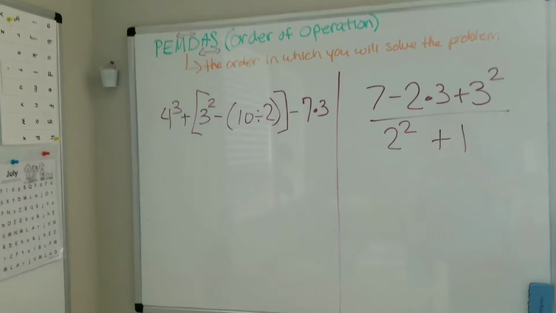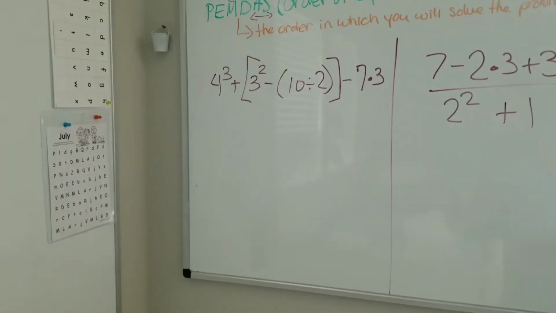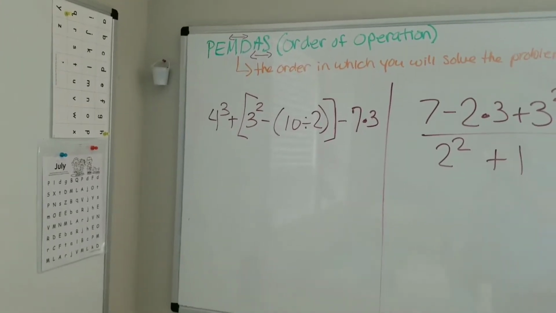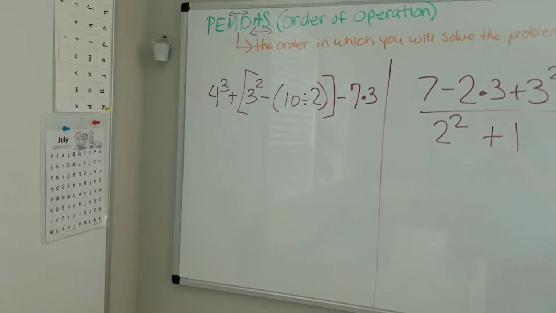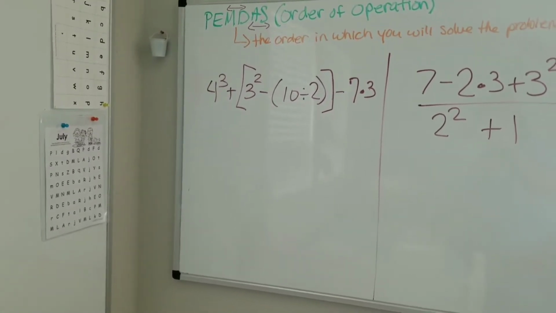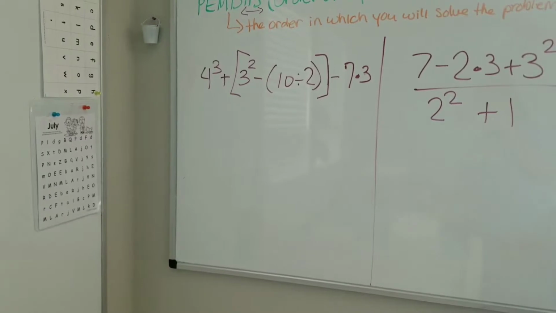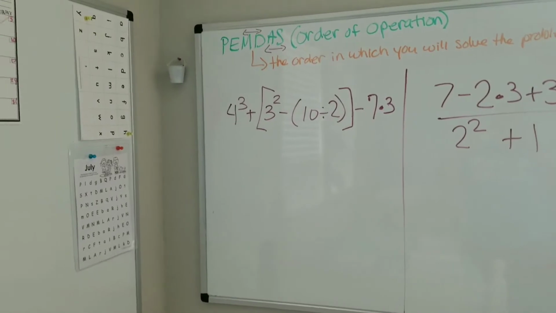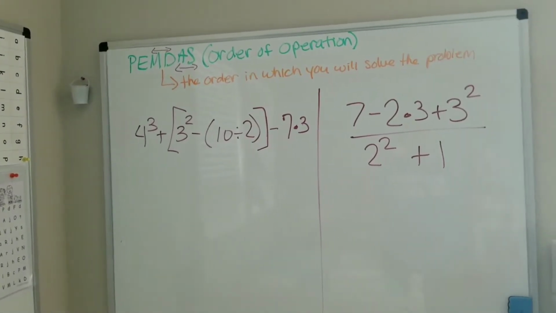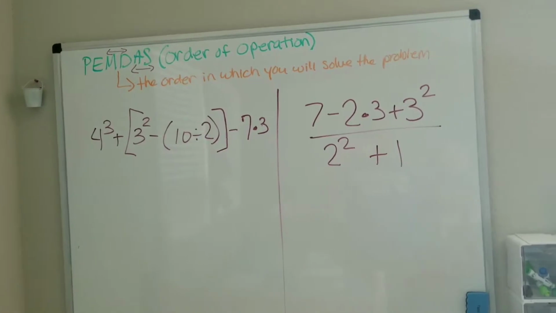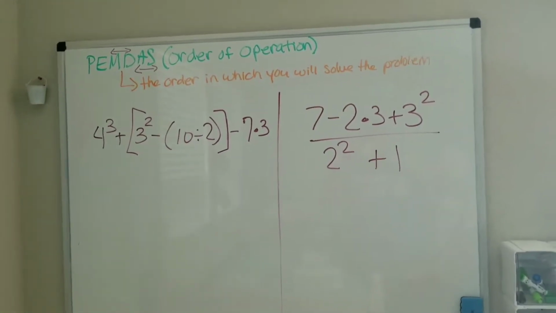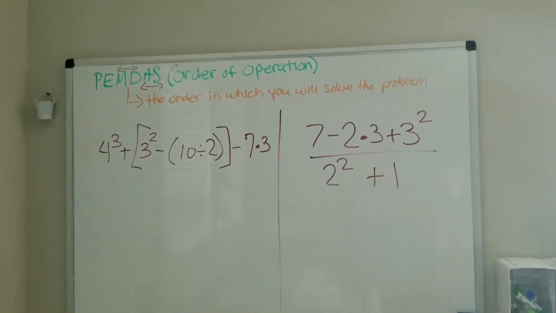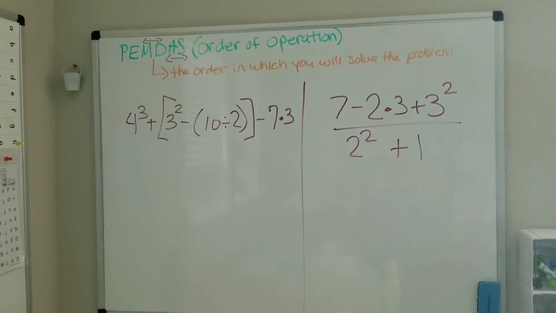Okay, so what would you do first in this problem? We have parentheses and brackets, right? So the first thing you would do would be parentheses. Very good. So let me say something. If you have a problem that has parentheses and brackets, you want to do parentheses first, brackets second. Say that. Parentheses first, brackets second. Excellent. So you said 10 divided by 2. What is 10 divided by 2? 10 divided by 2 is 5.